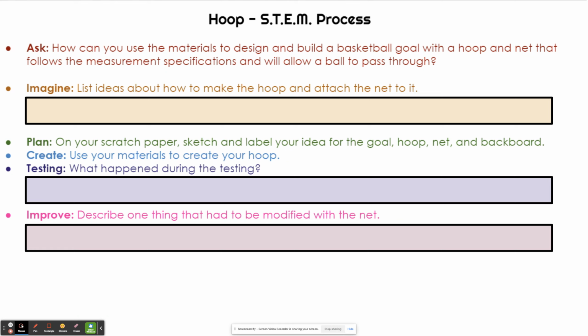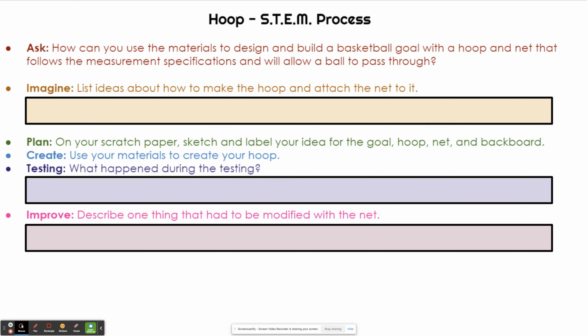For the hoop, ask, how can you use the materials to design and build a basketball goal with a hoop and net that follows the measurement specifications and will allow a ball to pass through? For imagine, list ideas about how to make the hoop and attach the net to it. For a plan, you'll do this on your scratch paper where you sketch and label your idea for the goal, hoop, net, and backboard. For create, you'll use your materials to create your hoop.